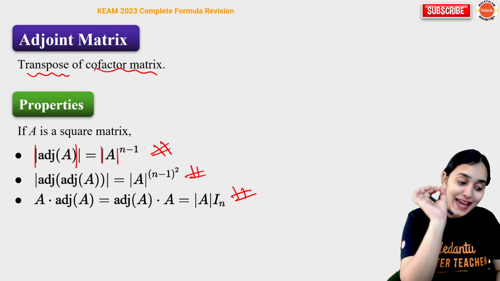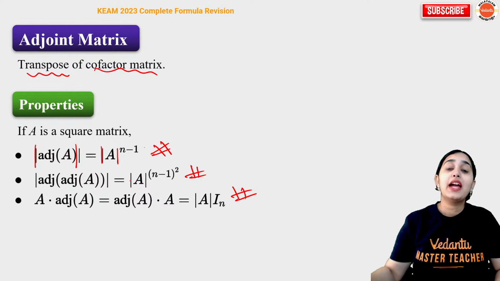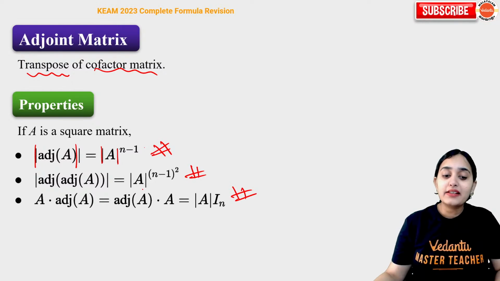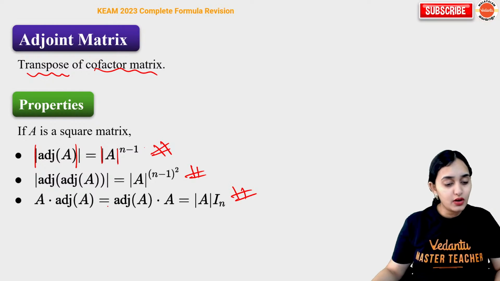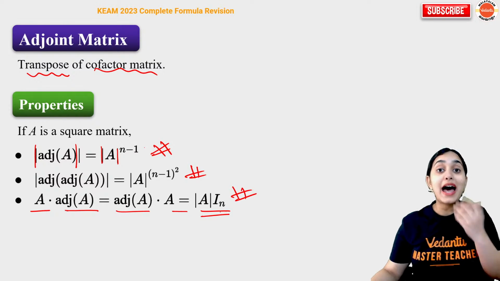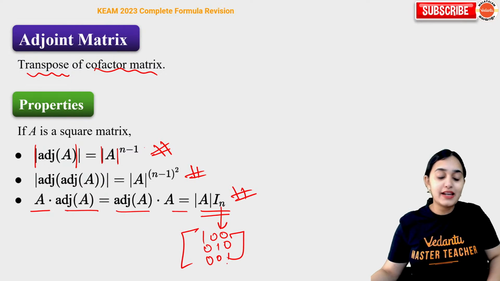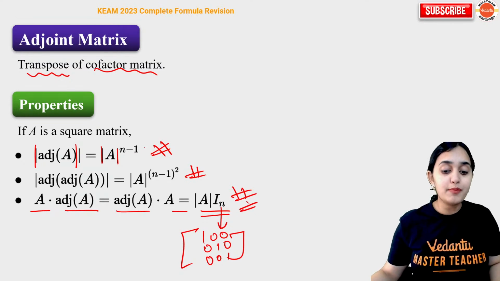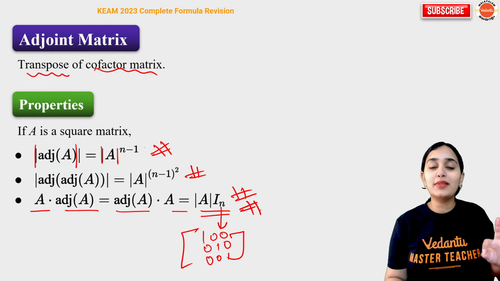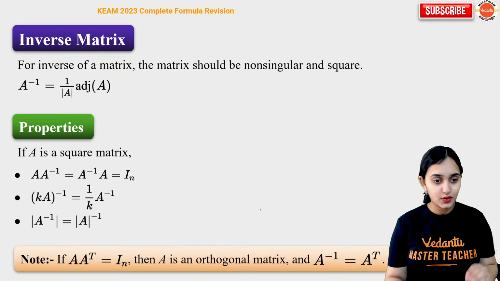Direct questions can come from these formulas. The determinant of adjoint A is determinant A to the power (n minus 1) whole square. A into adjoint of A, or adjoint of A into A, is determinant into I. What is I? Identity matrix: 1 0 0, 0 1 0, 0 0 1. Very important formula. All these three formulas are very important and can definitely be asked.